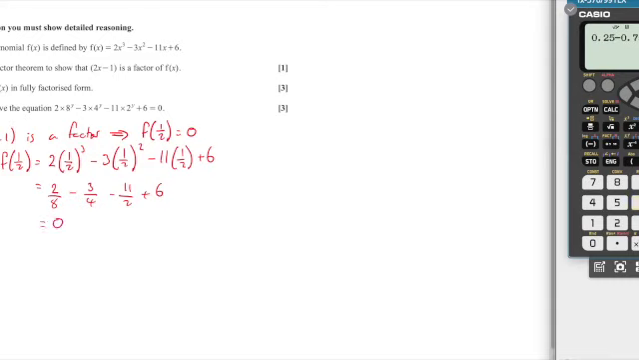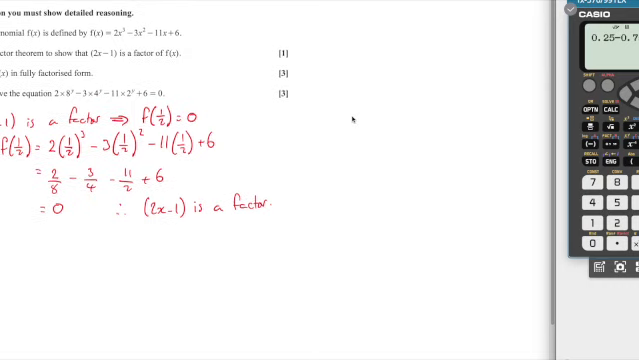It says detailed reasoning, so it's important that I have those lines with working out on them, showing that I have actually done some calculations. So therefore 2x minus 1 is a factor. Express f of x in fully factorised form. So let's get the quadratic factor first, and then we'll investigate to see what kind of thing we need to do with that, remembering detailed reasoning.